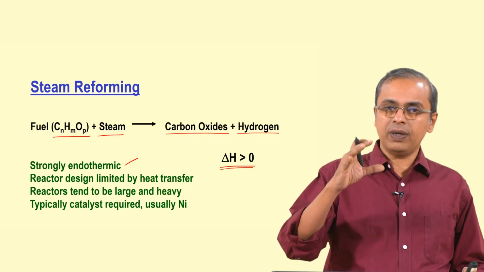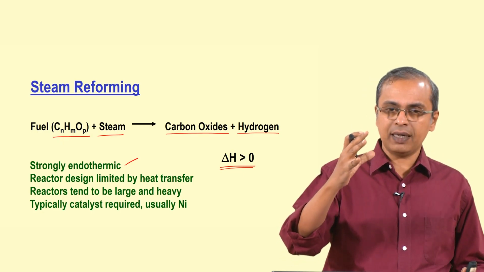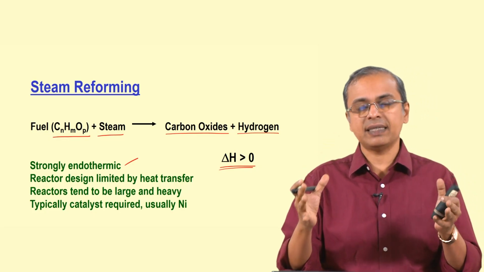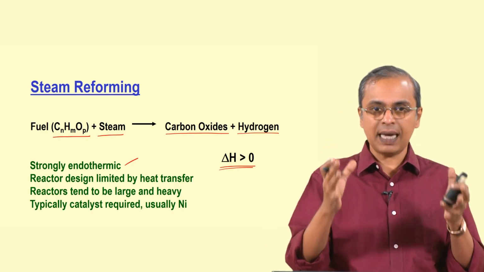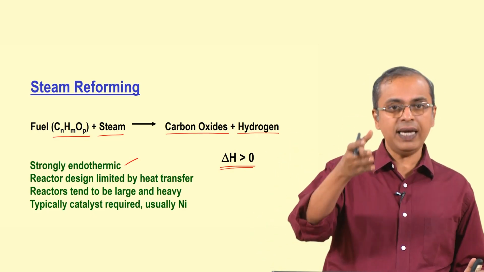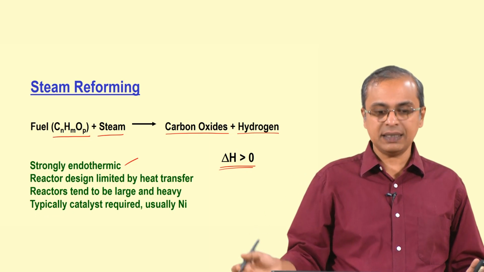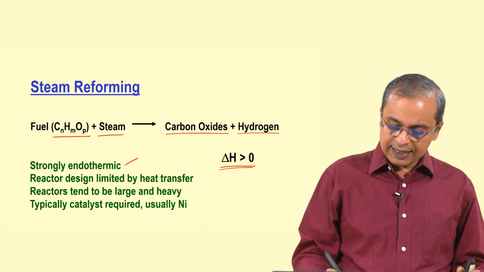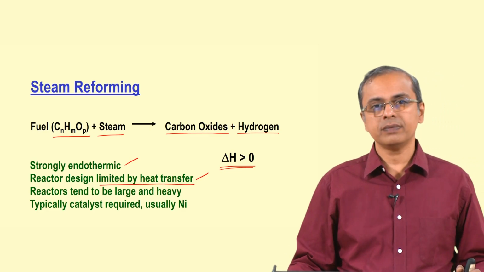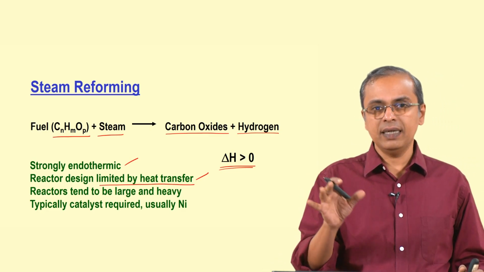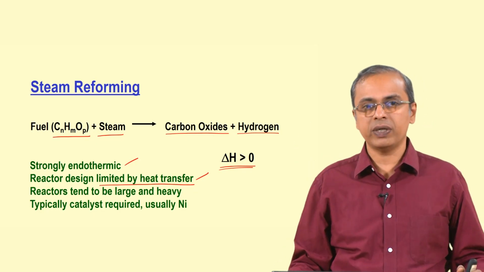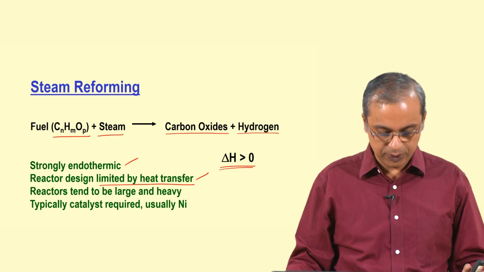And naturally when you have a reaction that is strongly endothermic and you have some kind of a reactor in which this endothermic reaction is happening, the heat which you are supplying externally has to find a way to reach all the locations where the reaction is happening. So, the reactor design is limited by the heat transfer process. Okay. So, the reactor design is limited by the heat transfer process, primarily because heat has to reach the various locations where the reaction is likely to occur.